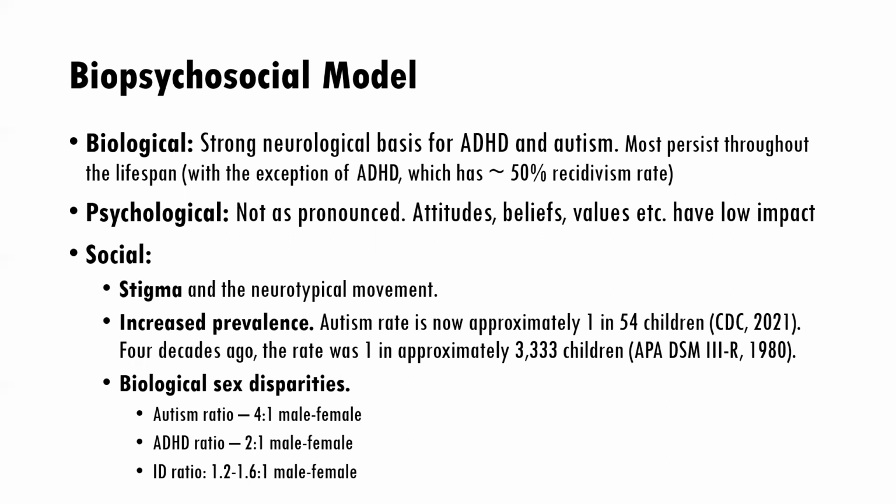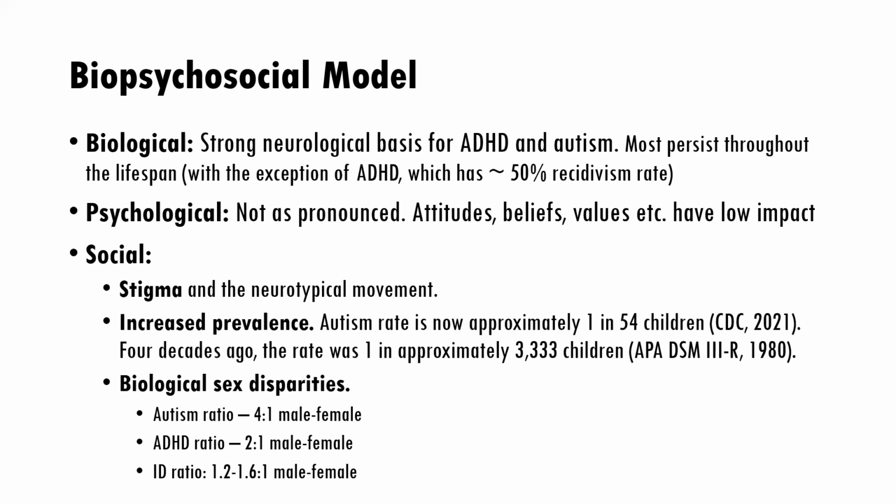Increased prevalence. Autism, the rate is now 1 in 54 children. It's much, much more common than it used to be. In 1980, when the DSM-3R came out, the rate was 1 in 3,333 children. That's a huge difference in rate. In general, we think that the reason that the rate has increased so much is just because we've become a bit better at being able to diagnose it. But there are other factors too to talk about that we'll get to a little later.